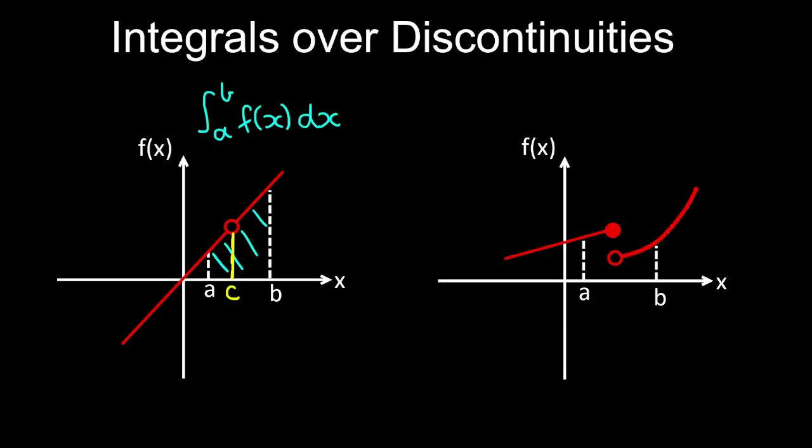Now with a jump discontinuity, we can evaluate the integral piecewise to find the area under each curve to both sides of the discontinuity. So we can integrate from a to c first. Then we can add the area from c to b. So to obtain that, we'll integrate from c to b.